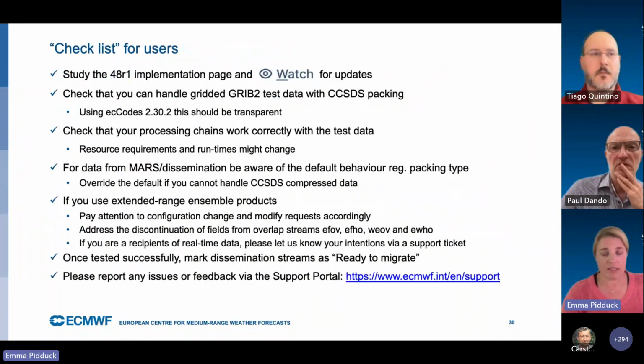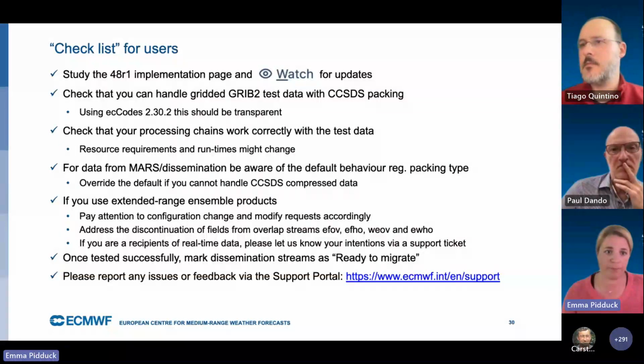So the final thing to highlight is a checklist for all users. So this goes back to all users, member state, research, satellite data provider, commercial, and everybody using our data. Please have a look at the 48R1 implementation page and watch it so that you see the updates. Make sure that you can handle the GRIB2 data with CC/SDS packing. And if you can't, please request for us to install this as packing equals simple in real-time dissemination. If you use EC codes 2.30.2, this should be transparent to you.